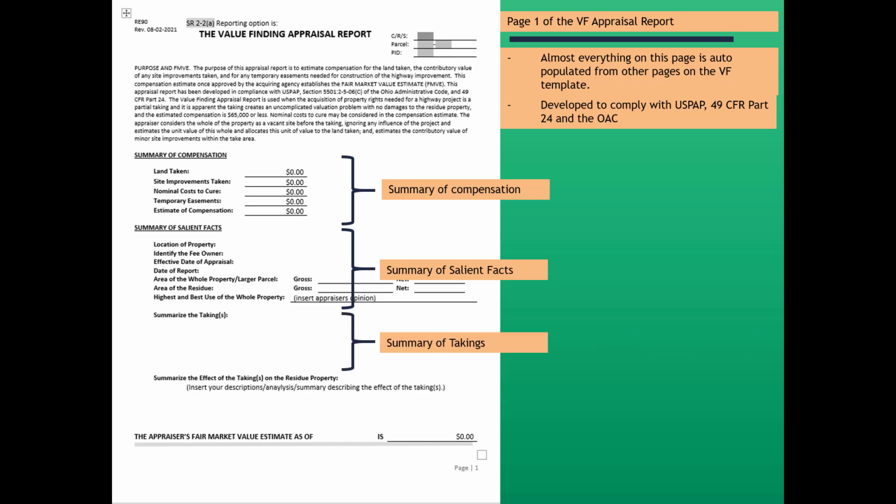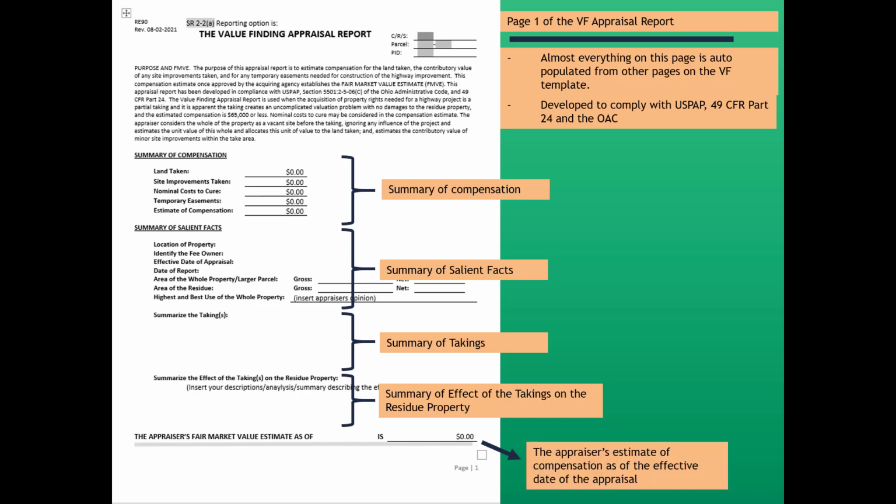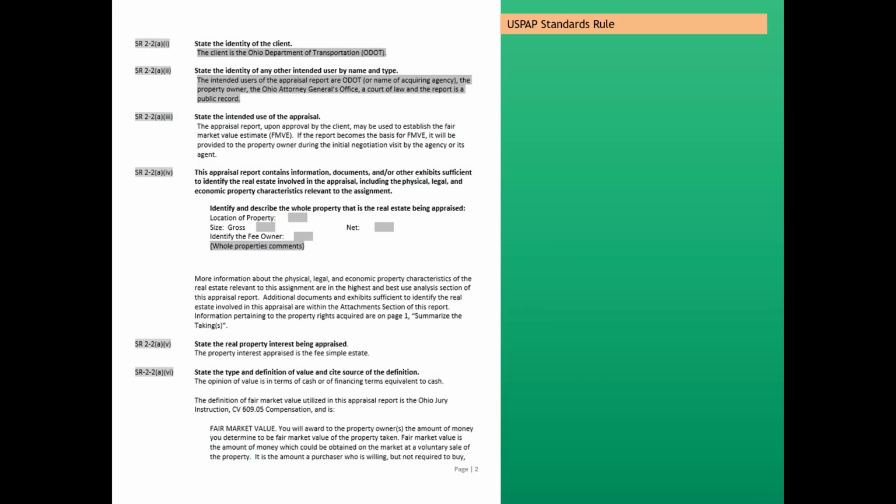The third bracket summarizes the takings. The fourth bracket summarizes the effect of the takings on the residue property. And the last item on this page is the appraiser's estimate of compensation as of the effective date of the appraisal. Throughout the value finding report, you're going to see on the left-hand side the USPAP standards rule.